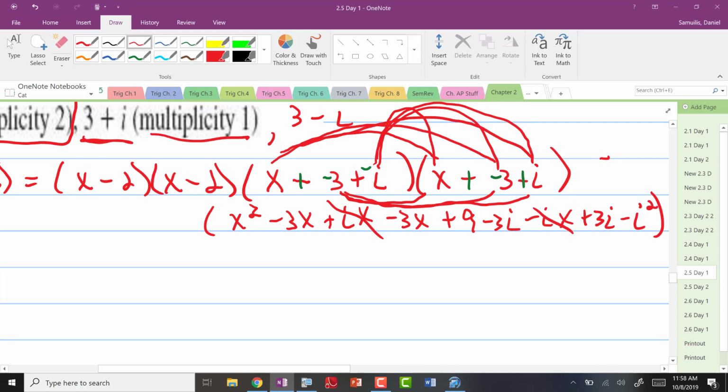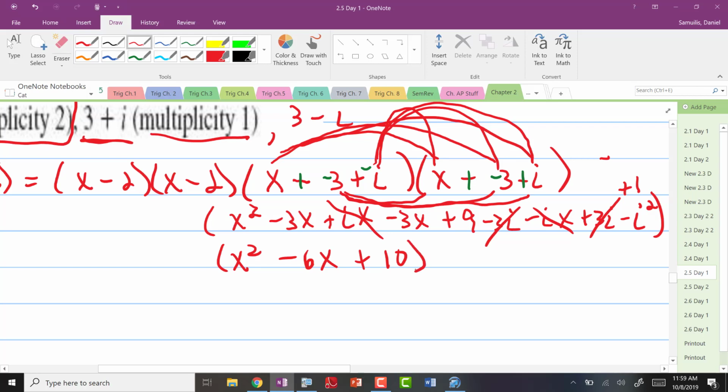You made a mistake if everything with an i doesn't cancel, by the way. There's a quick double check for you. So it's probably a negative error. What's minus i squared, by the way, everybody? Plus 1. So this becomes x squared minus 6x plus 10.